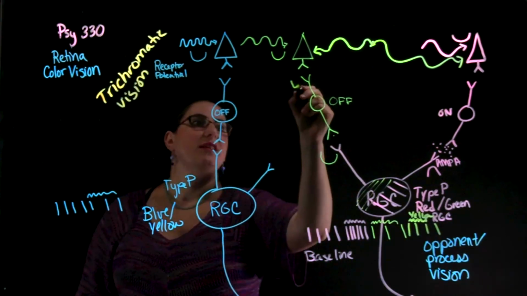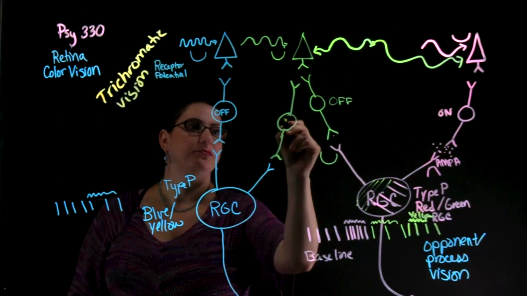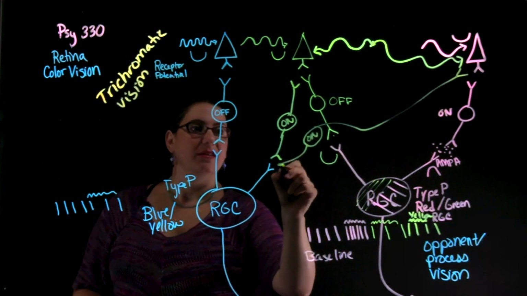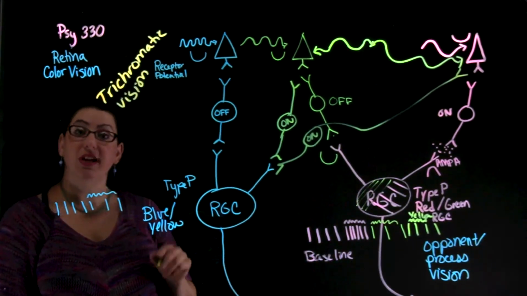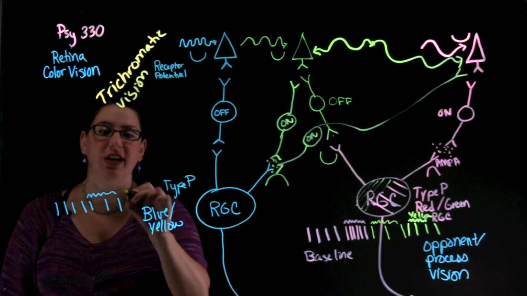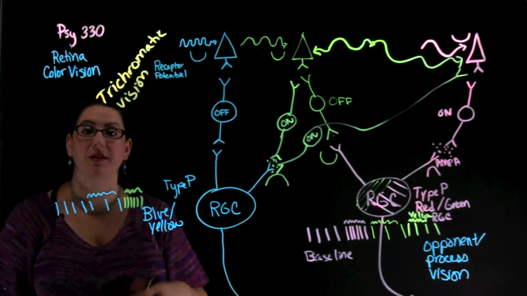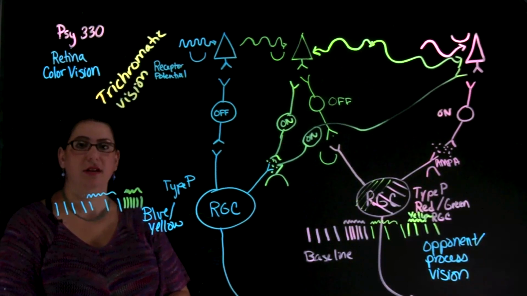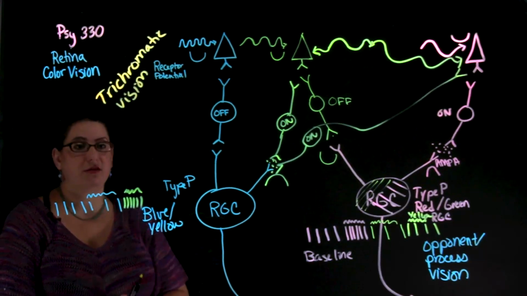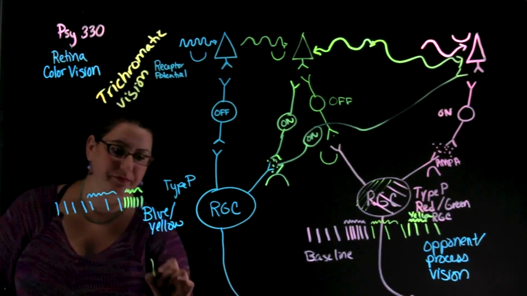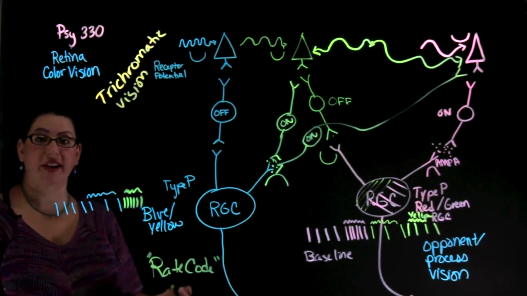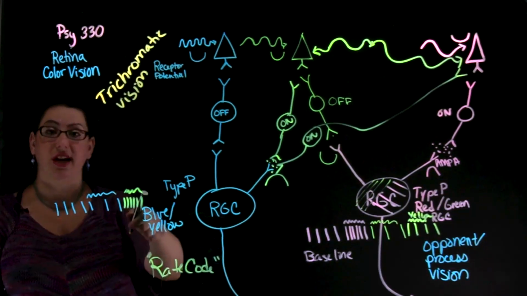However, these cells can also excite the blue-yellow retinal ganglion cell, causing an EPSP, which will increase the firing rate of the blue-yellow retinal ganglion cell. Again, this is opponent process vision. We see either blue or yellow. This rate code where the rate of firing conveys information tells us either we're seeing yellow or blue.